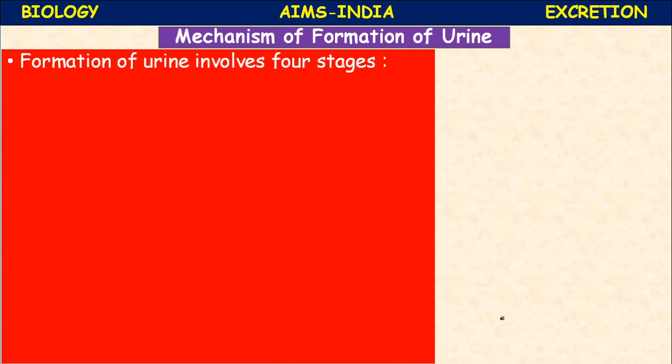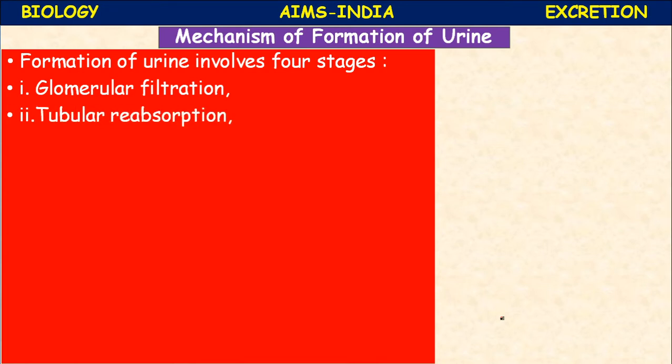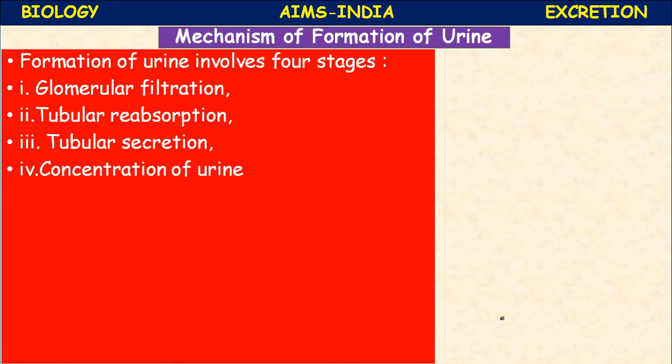Mechanism of formation of urine. The formation of urine involves 4 stages. The first one is glomerular filtration. Second one is tubular reabsorption. The third one, tubular secretion. The fourth one is concentration of urine, because the urine which is formed contains large amount of water. So if that water is lost, again it may lead to some complications. So the water present in that final stage is reabsorbed. Okay, so that step is called concentration of urine.